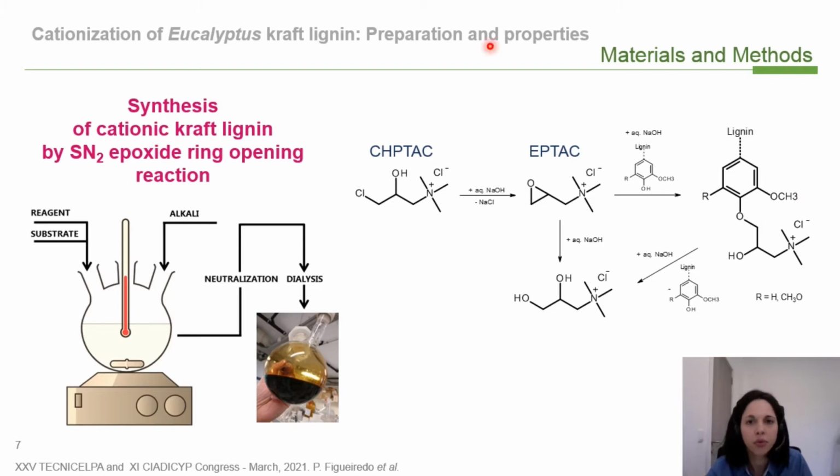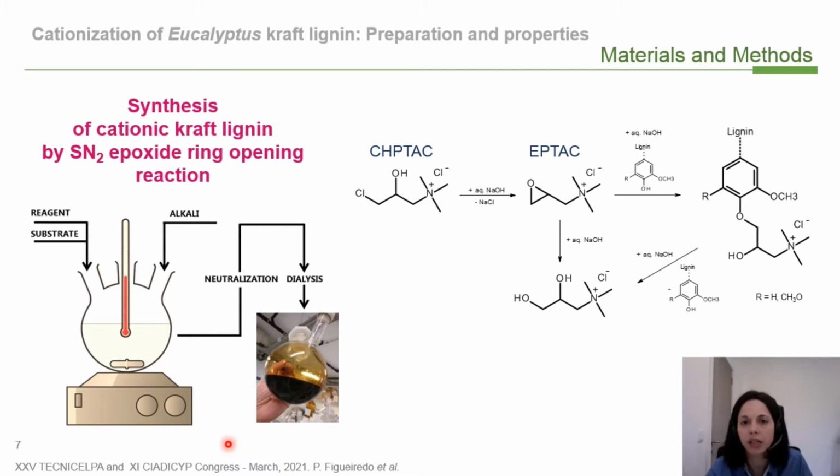Shown here is the approach we were using to produce water-soluble kraft lignins. It's a relatively facile one that is conducted in alkaline solution at somewhat elevated temperature, using the cationic reagent 3-chloro-2-hydroxypropyl-trimethylammonium chloride. In a first stage, CHP-TAC is converted to EP-TAC in alkaline solution, which then undergoes an SN2 epoxide ring opening reaction, which is triggered by the phenolate ions and which eventually affects the formation of ether linkages between lignin and the quaternary moieties.